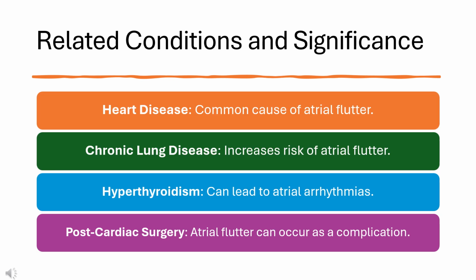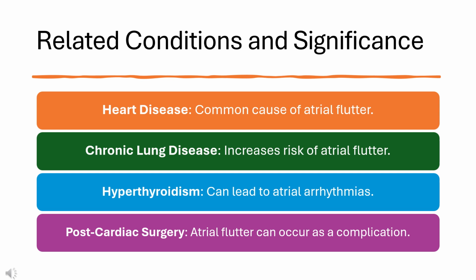Now let's look at some related conditions and their significance. Heart disease, particularly those affecting the atria, is a significant risk factor for atrial flutter. Conditions like coronary artery disease, congestive heart failure, and valvular heart disease often lead to structural changes in the atria, making them more susceptible to arrhythmias. Coronary artery disease can lead to ischemia and infarction of the atrial tissue, which may result in atrial flutter. The damaged tissue can disrupt the normal electrical pathways, causing rapid atrial contractions.